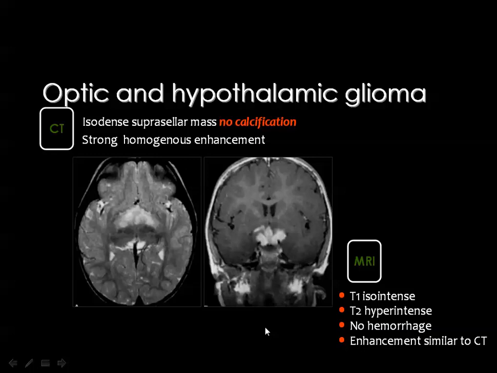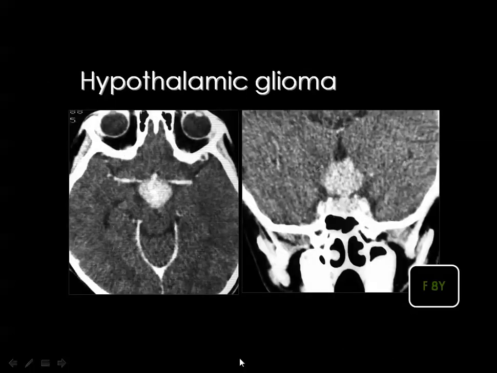The optic nerve gliomas and the hypothalamic gliomas are lesions which affect the visual pathways. These lesions do not contain a cystic component, they do not contain calcium, they are solid, and many times they show homogeneous contrast enhancement. In T1 they appear isointense, in T2 they appear hyperintense, and they do not show hemorrhage, and the enhancement is usually homogeneous but may be heterogeneous.